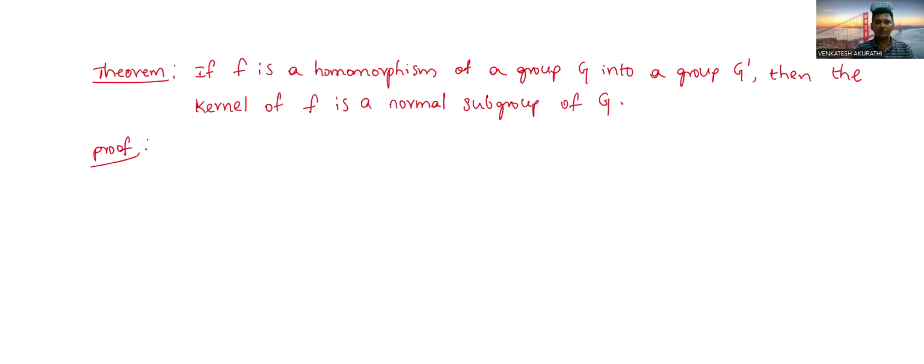If F is a homomorphism of a group capital G into a group G dash, then the kernel of F is a normal subgroup of capital G. Here, for our convenience, the kernel of F is denoted by capital K. Capital K means kernel. Suppose G and G dash are two groups. Given that F maps G to G dash is a homomorphism.